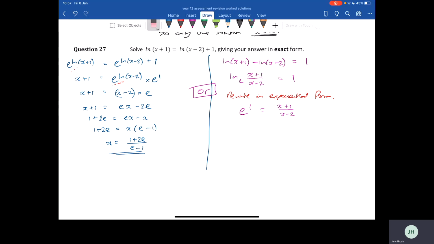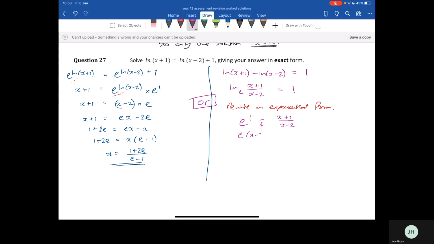And now we end up at exactly the same point. Well, almost. I'm one step away, aren't I? If I multiply by that denominator, I'll have e multiplied by (x − 2) is equal to x plus 1. So we are at the same state as up here, aren't we?